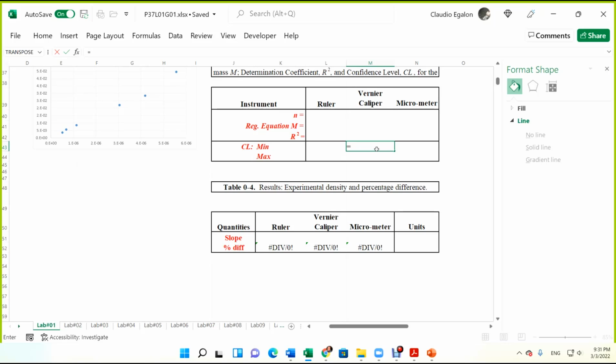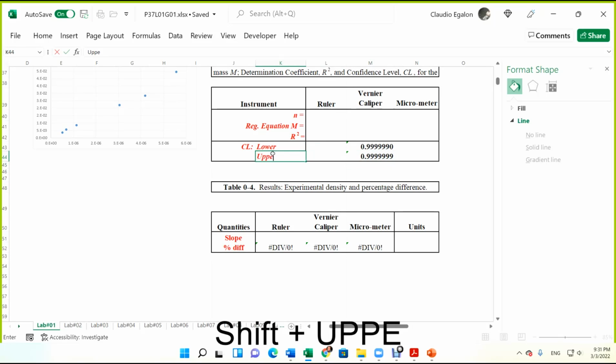For this specific one, I got 1 times 10 to the power minus 6. For the other one, I got the lower and upper bounds. I call it min and max, but ideally lower and upper bound would be a better way.